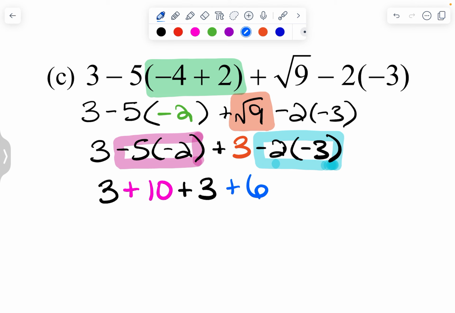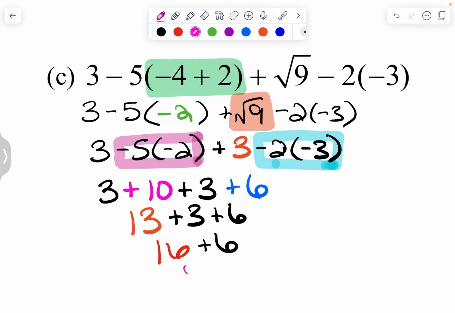So part C actually ends up here having everything as a positive value. So it's straight addition from left to right. So let's see, 3 plus 10 makes 13. Plus 3 plus 6, 13 plus 6 makes 16. And last but not least, 16 plus 6 is a whopping 22.